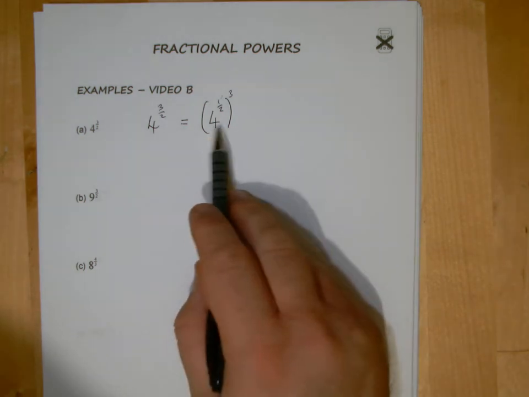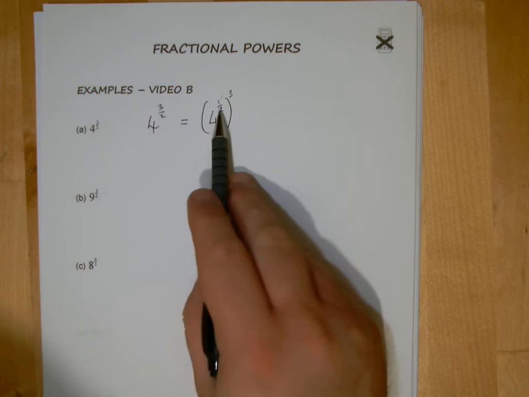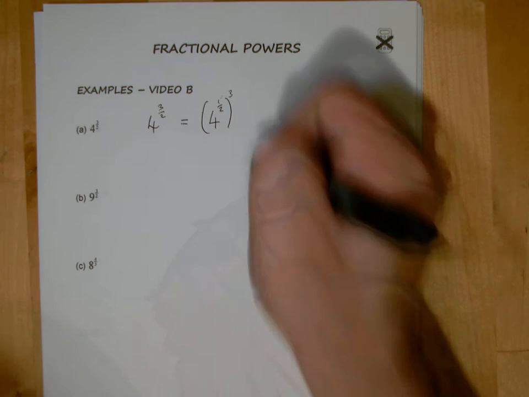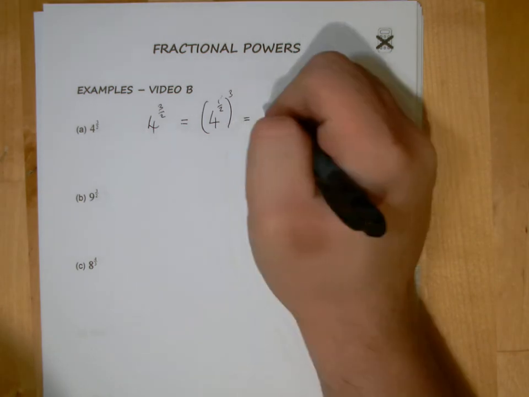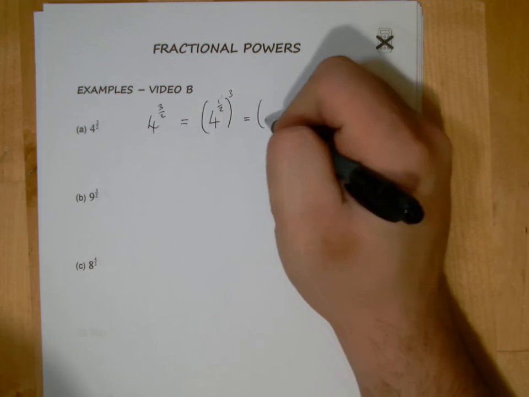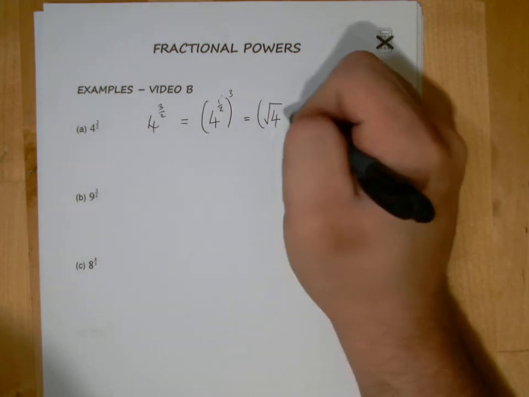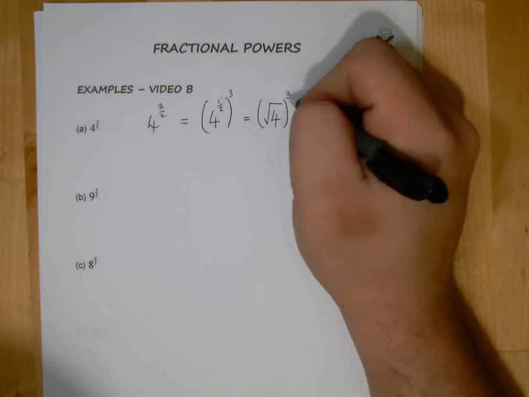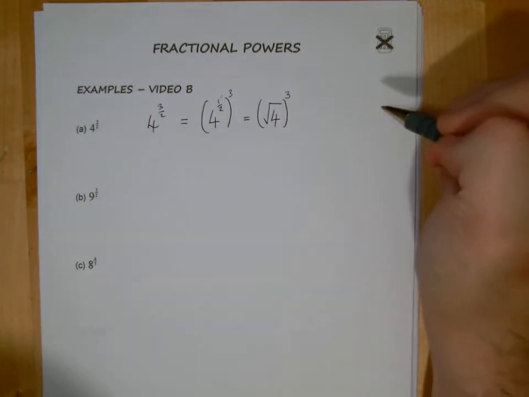Then we can look inside that bracket. Now that we've got a power half in there, we know what a power half is. We saw it in the previous examples. So in that bracket, 4 to the power half, well, we know power half means square root. Don't forget then to put the bracket and then the power 3 up there.